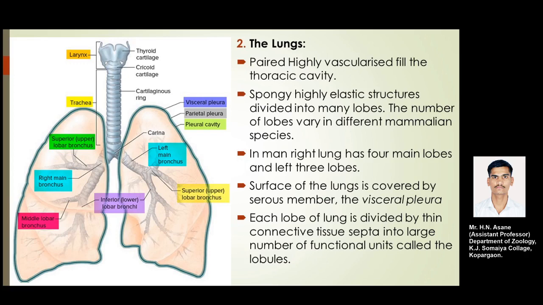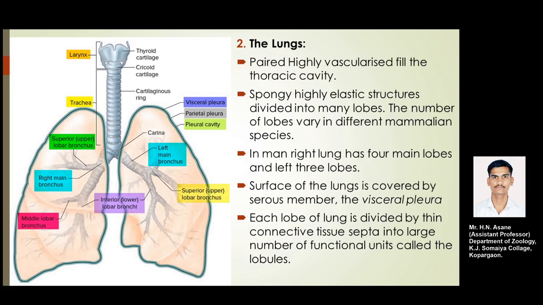Okay, so each lobe of the lung is divided by thin connective tissue, that is nothing but the septa. These thin connective tissue septa form a large number of functional units, and these large numbers of functional units are called lobules.